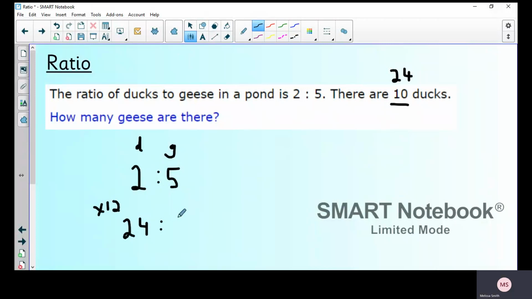So 5 times 12 is 60. That pond sounds even scarier. There's 60 geese this time. And there we have it. So now you're taking your knowledge of scaling up and down with ratios and applying them to word problems.